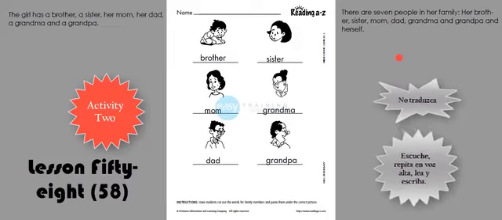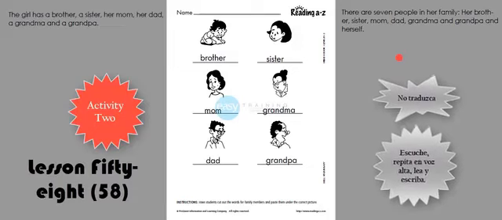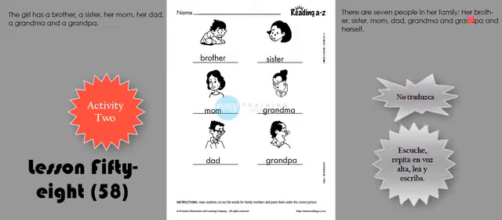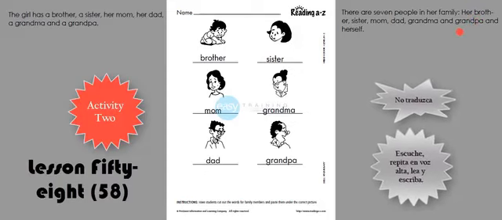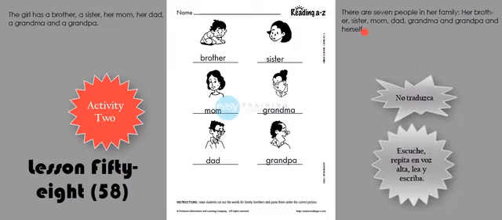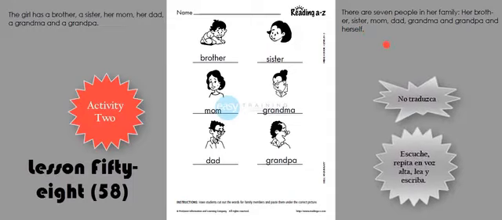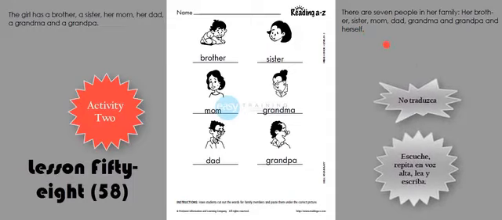Aquí no repetí her. Esa es otra manera de presentarlo, sin tener que repetirlo. Solamente lo escribí una vez. Her brother, sister, mom, dad, grandma, and grandpa, and herself. Este herself para referirme a la niña misma. Right? Okay, my dear students, I hope everything was clear to you.